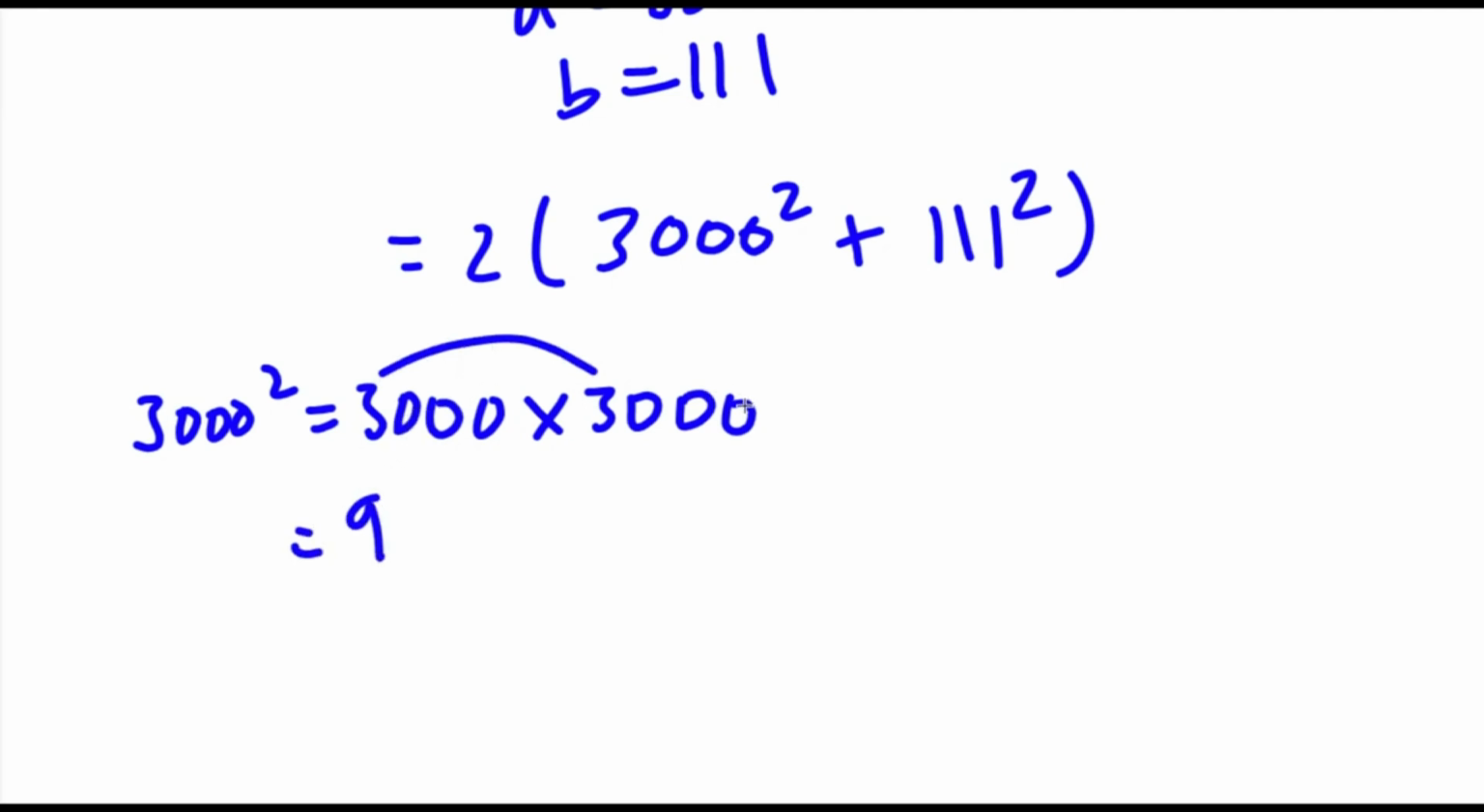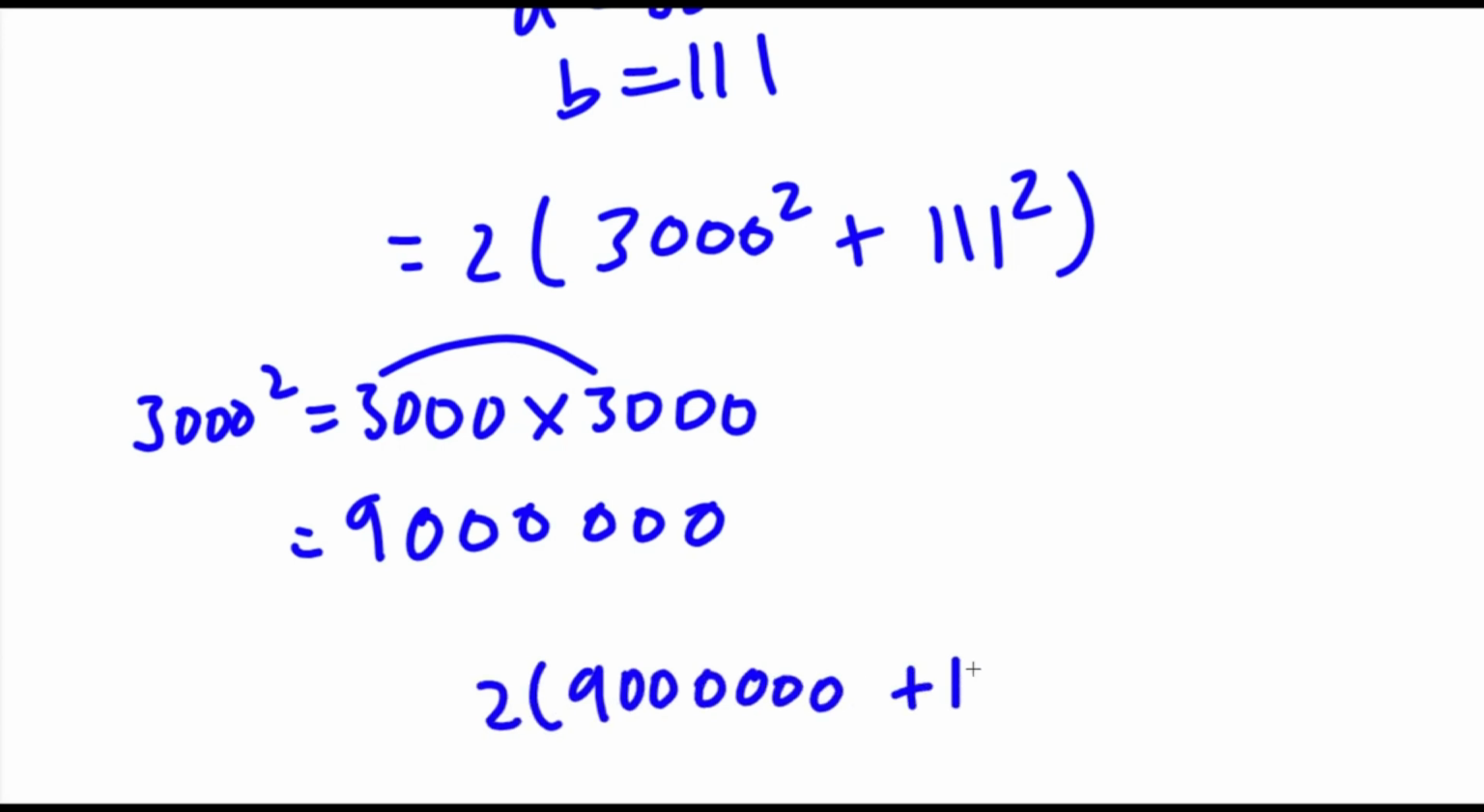And then we simply add all the zeros after. So we're going to add 1, 2, 3, 4, 5, 6 zeros. So our answer here is going to be 9 million. So now I have 2 times 9 million plus 111 squared.